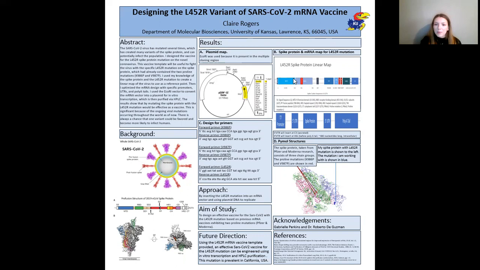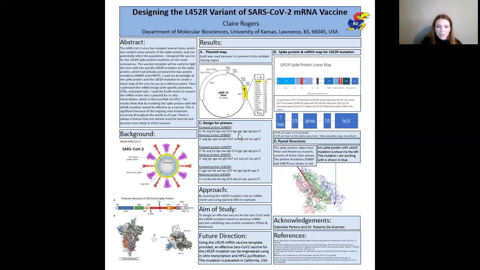So the spike protein map looks something like this. You can see we have our N-terminus domain, our receptor binding domain, spike protein, and our mutations. My specific mutation, the L452R mutation, is present in the RBD, and the 2 proline mutations are shown here in darker red. And our mRNA map is shown here. We have a T7 promoter, a 5' UTR, which will insert in C3, our spike protein, a 3' UTR, which will insert at ASL, and our poly-A tail.